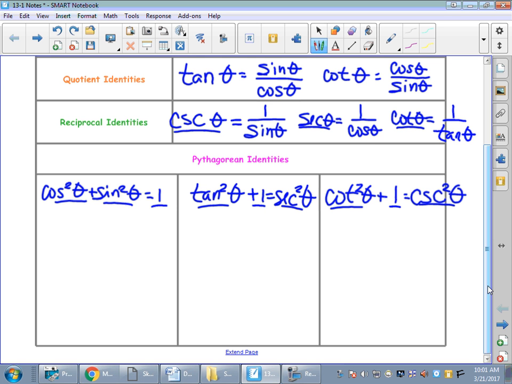Right now, the first Pythagorean identity is in terms of 1. That tells you what 1 is equal to. But I would like that to also read what cosine squared is equal to and what sine squared is equal to. And we'll do that for all 3. So we'll do that in class.